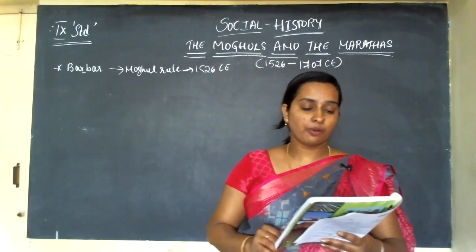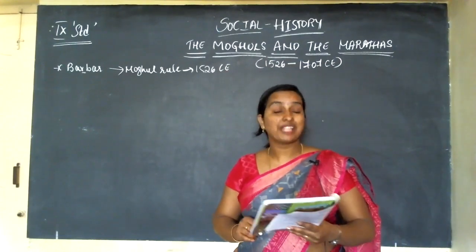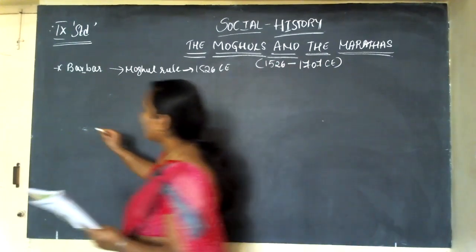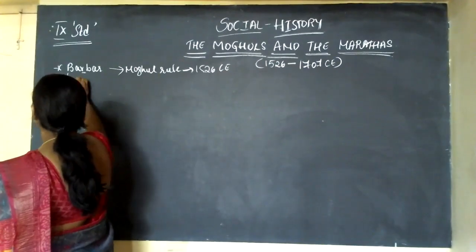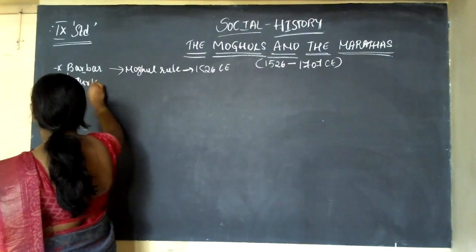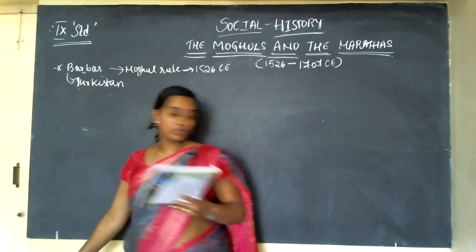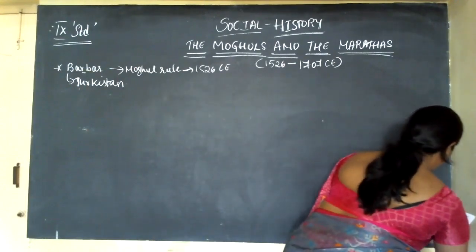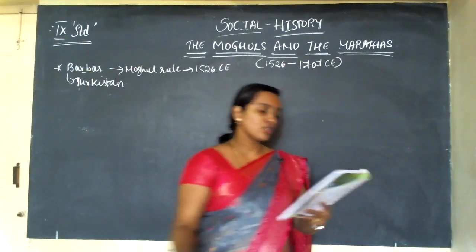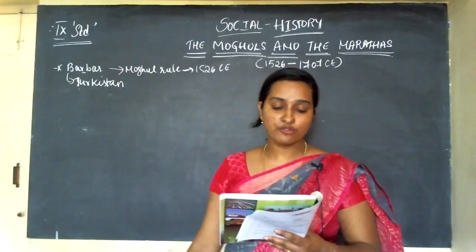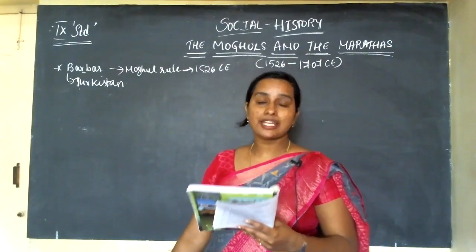Babar, who established the Mughal rule in India, was originally from Turkestan. Where is he from? Turkestan. Understood? He is the person who established the Mughal rule in India. Okay. And his father was Umar Sheikh Mirza, a king of a small kingdom called Farghana in Afghanistan.